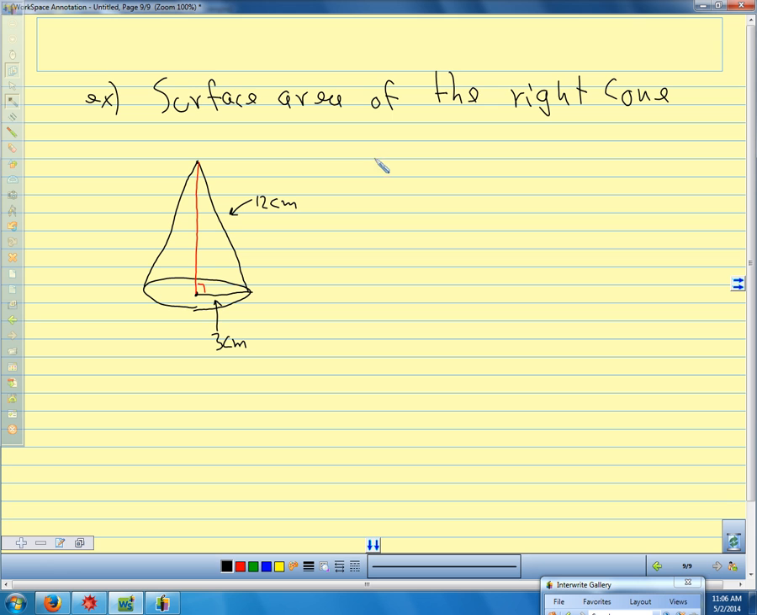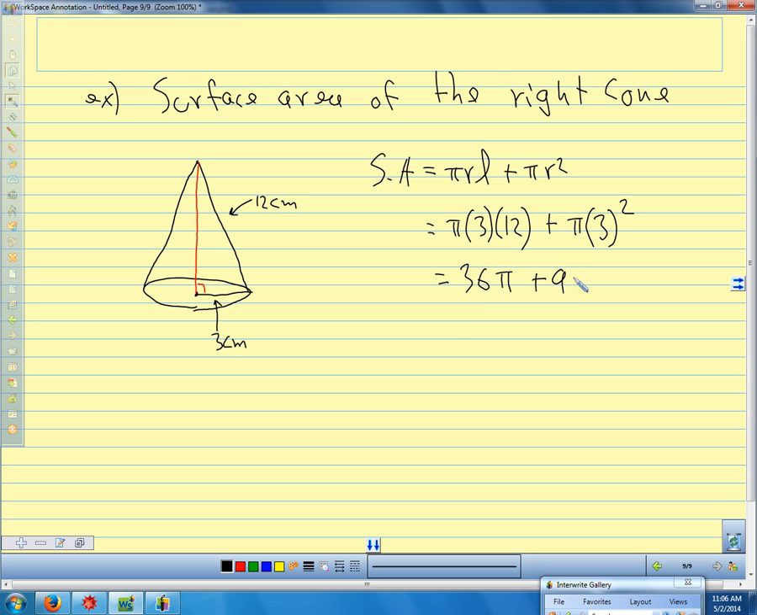So our surface area, pi r L plus pi r squared. So we just plug our numbers in. Pi times 3 times 12 plus pi times 3 squared. 12 times 3 is 36, so I get 36 pi plus 3 squared is 9 pi, and I get 45 pi centimeters squared. So this would be my surface area in terms of pi.